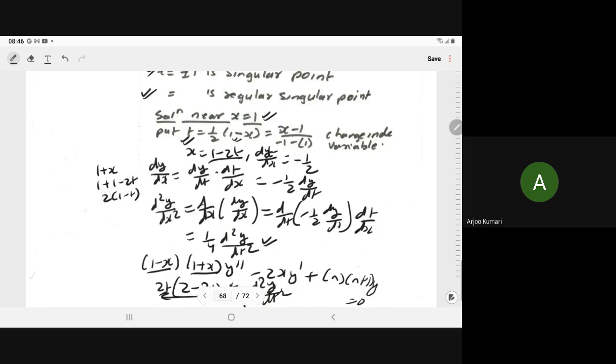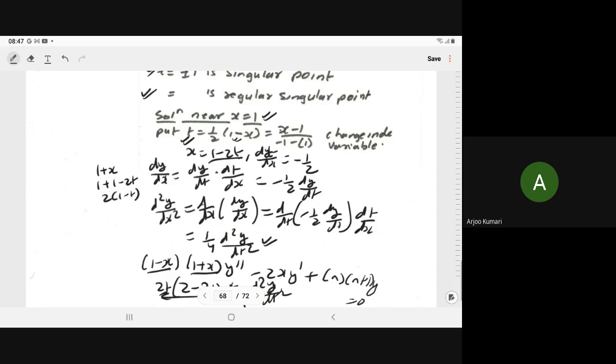Polynomial means we have the terminating series, right? There you will find we have the terminating series, not the continuous series. So it is a polynomial. In the polynomial, the highest power is x to the power n, so their coefficient will become an.